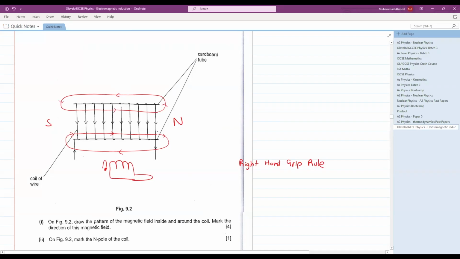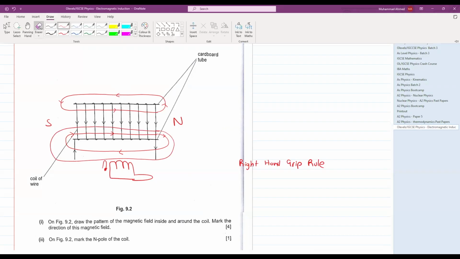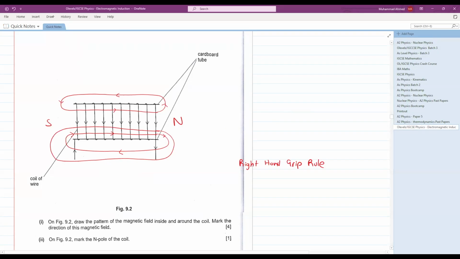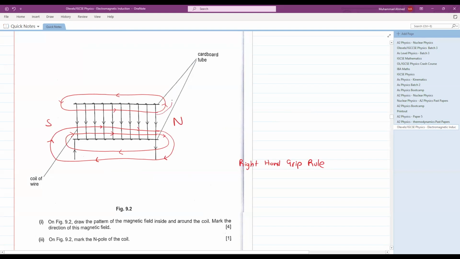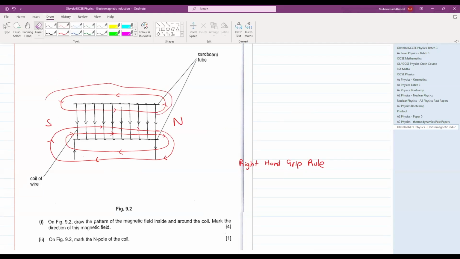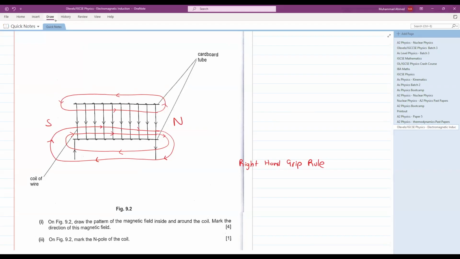Let's make two more lines here, like this. Let's remove this right hand grip rule. Something along these lines. Let's make another field line as well, starting from here.